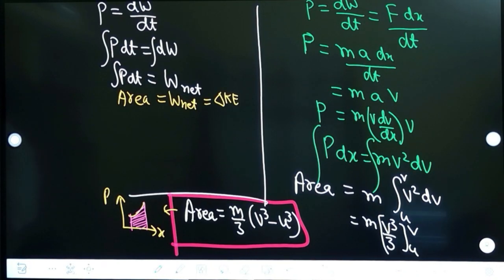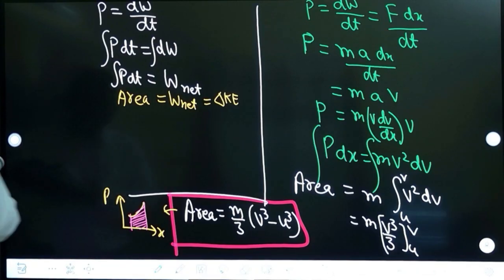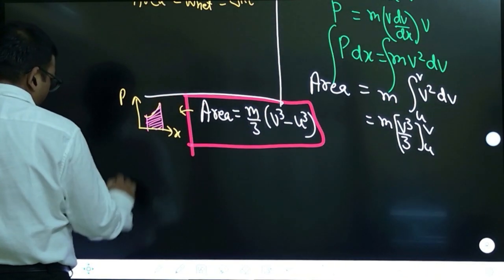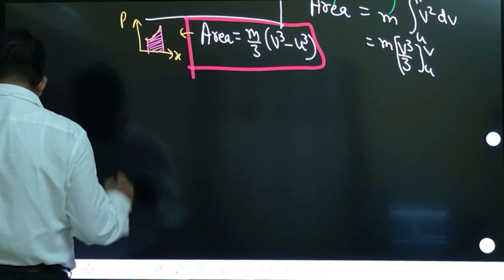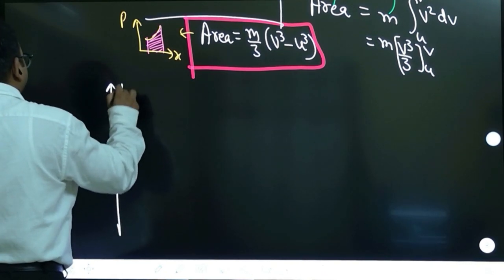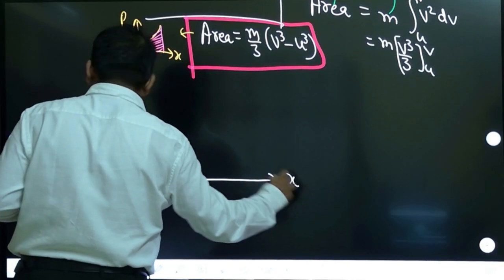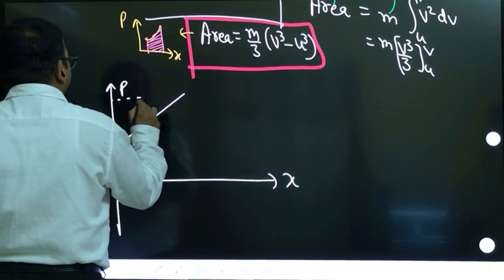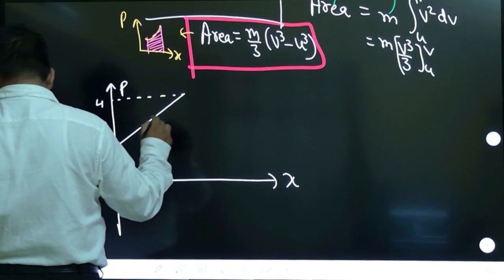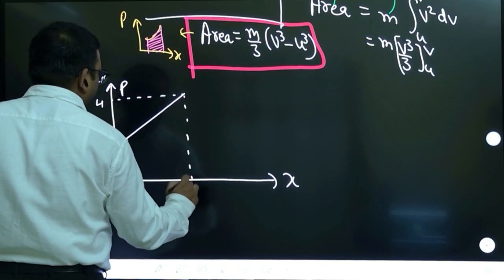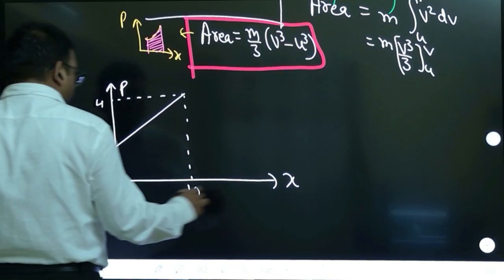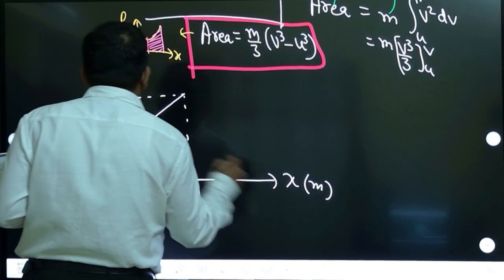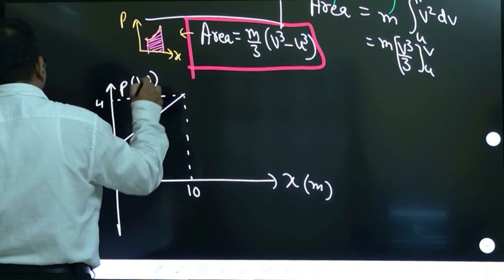Clear? Now let us solve one question on this. Maybe this question has come in PYQs. This is the power axis and this is the x axis. The graph is like this. This value is 2, this value is 4, and this value is 10. X is in meters, power is in watts. Everything is in SI units.